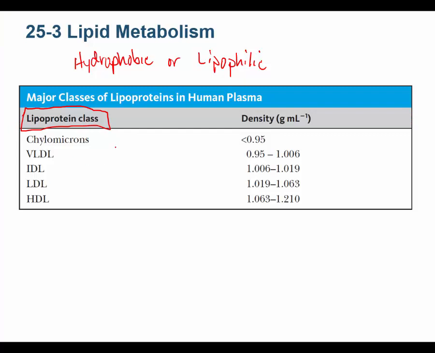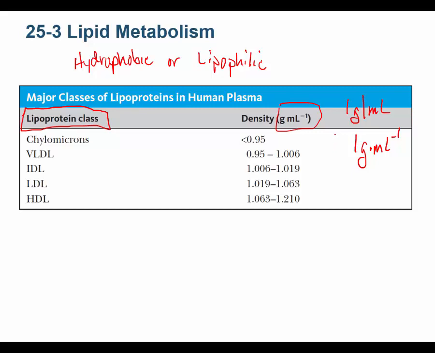We have the lowest density lipoprotein called chylomicrons. Density a lot less than water, less than 1. Water's 1 gram per milliliter. And by the way, the other way of writing that is 1 gram per milliliter to the negative 1. That's just the same way of writing gram per milliliter, and that's how it's written here. Don't worry about that. It's like writing gram over milliliter.